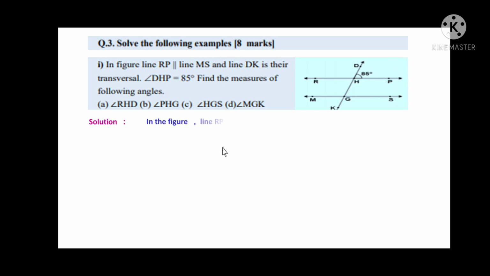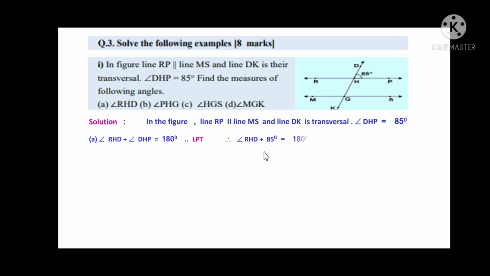Here it is given that in this figure RP is parallel to MS and this line DK is a transversal. Angle DHP is 85. First, angle RHD plus angle DHP is equal to 180 degrees. Angle RHD and angle DHP sum to 180 because these two are forming a linear pair, and we know that the angular measure of a linear pair is 180.